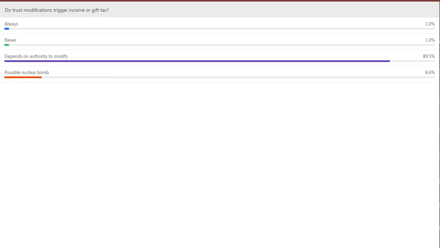But the other slide, possible nuclear bomb, is also when I was talking about Code Section 2702, the beneficiary is giving up their entire beneficial interest potentially. So basically both of those answers I view as being pretty good answers.